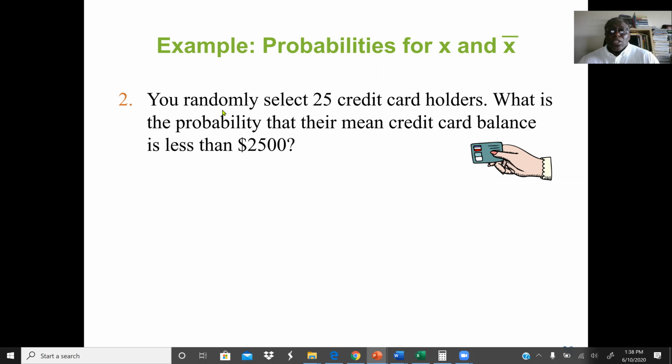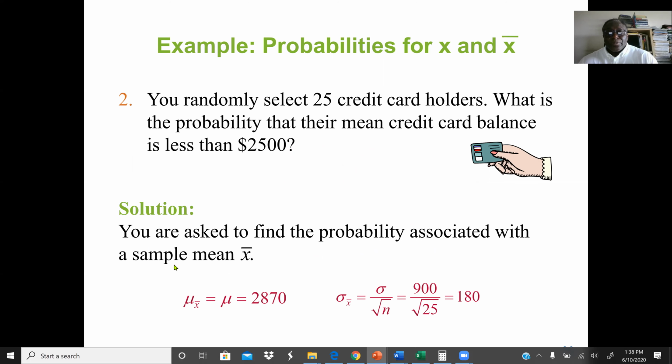And here we say you randomly select 25 credit card holders. What is the probability that their mean credit card balance is less than 2,500? So here we are asked to find the probability associated with the sample mean X bar. And the mean was 2870. And the standard deviation will be 900 over the square root of 25 because we select 25. So the sample size is 25.